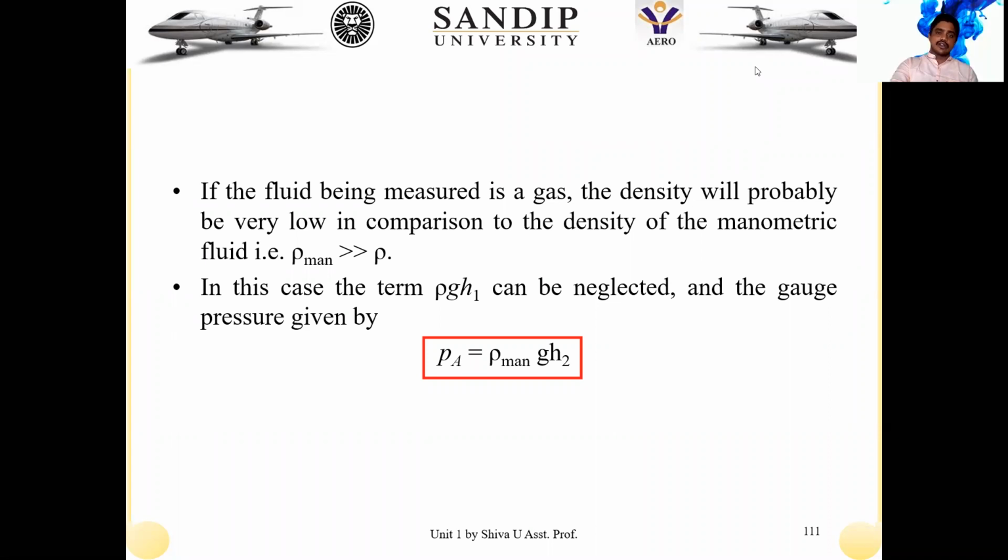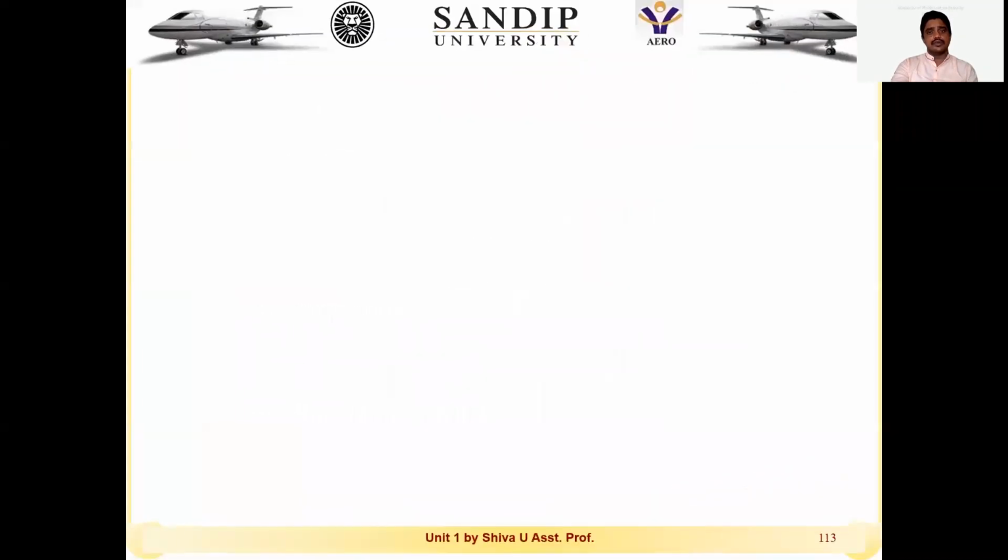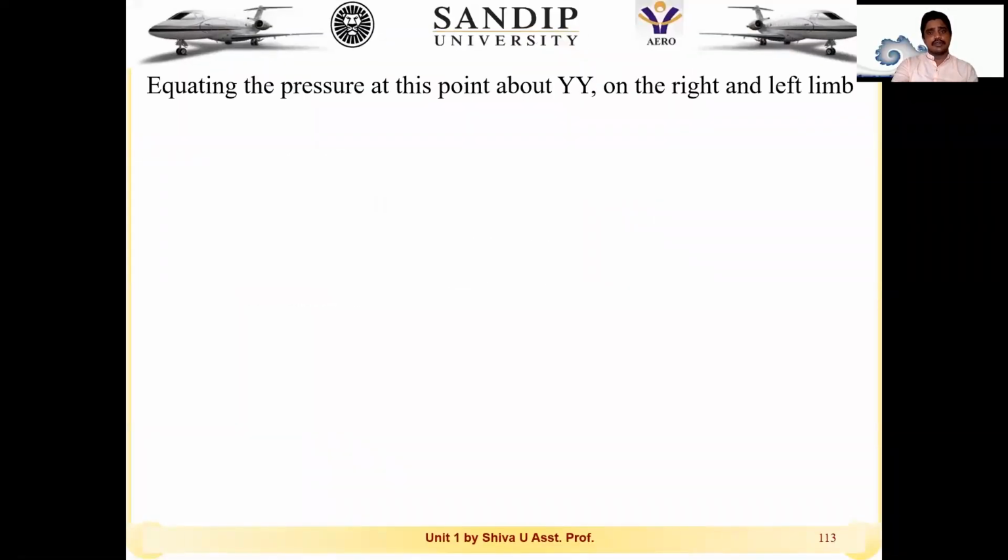How do we analyze, or how do we find out the pressure using the U-tube? Now the next topic we are going to discuss is the single column manometer. The single column manometer is nothing but a modified version of the U-tube manometer. Why are we calling this a modified version of the U-tube manometer? Let me show you in the picture. Let us see the construction and then we can understand better.